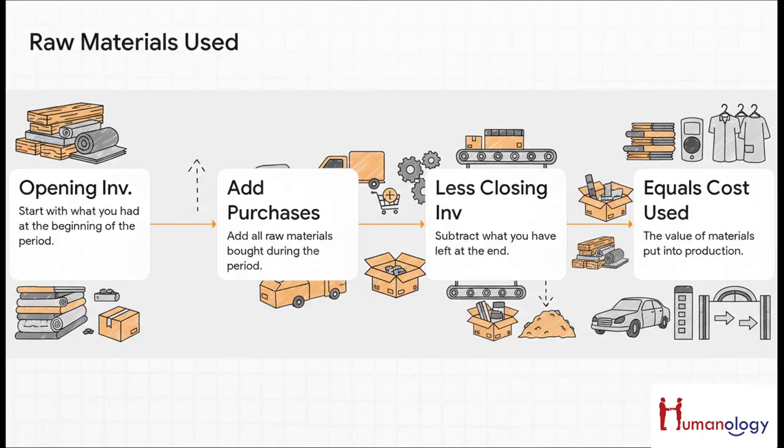So, the very first step in this whole chain is figuring out exactly how much raw material you used up. The formula is actually pretty simple. You just take whatever you started with, you add all the new materials you bought, and then you subtract whatever you had left over at the end. What's left? That's the cost of the materials that actually went into production.